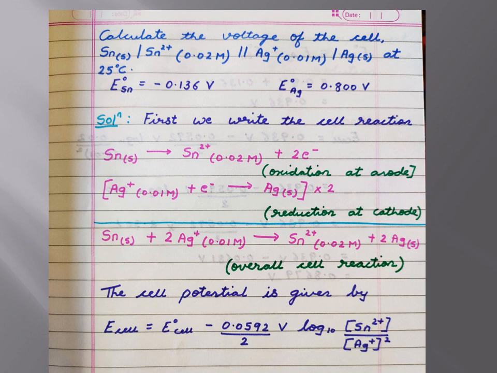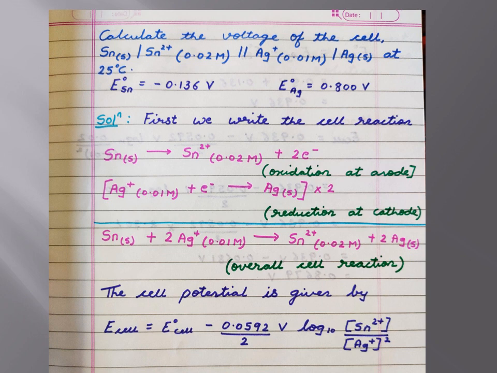The cell potential is given by Nernst law. So E cell is equal to E0 cell minus 0.0592 upon 2 volt log 10 of the concentration of Sn2+ upon the concentration of Ag+ the whole square. Now students, why is it 2? Because over here we have multiplied Ag by 2.